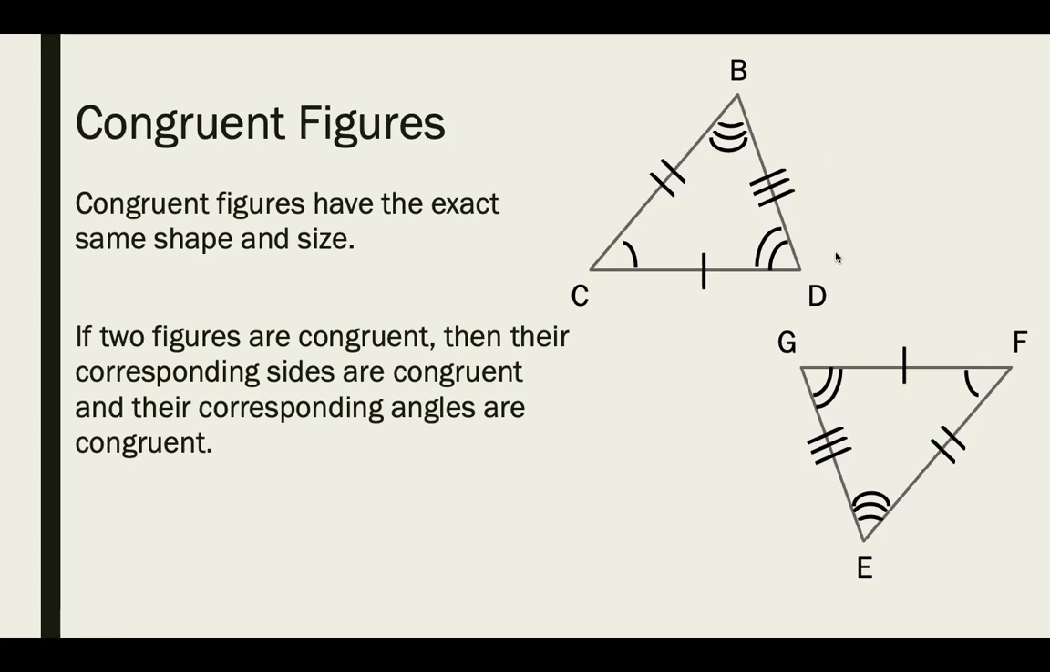So for example, in this triangle, we have three angles that are congruent to the three angles over here. Angle B is congruent to angle E. And same thing for each side. If we pick any side on this triangle, for example, side CD, it is congruent to side FG over here on this triangle. These triangles are the exact same shape and size.